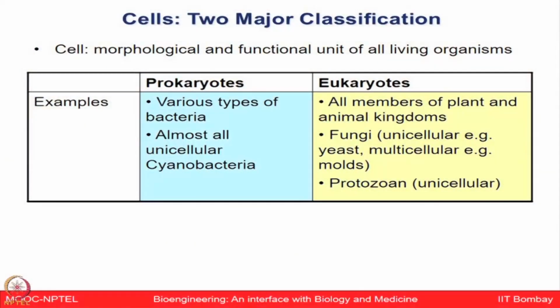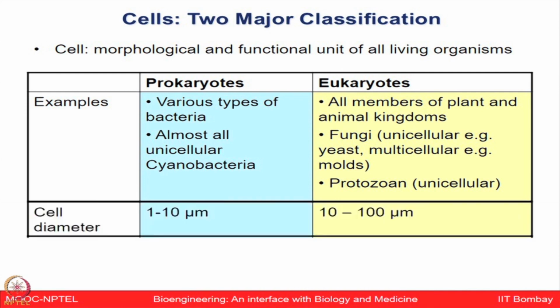So, let us look at broadly the cells, the two major classifications of cell, the prokaryotes and eukaryotes. In prokaryotic category, we can keep all the bacteria and unicellular organisms including cyanobacteria. Eukaryotes are essentially all the plants and the animal kingdoms. We have various fungi, yeast, different protozoans, these are part of the eukaryotes. The cell diameter is usually around 1 to 10 microns in prokaryote, and in eukaryote it is 10 to 100 microns.